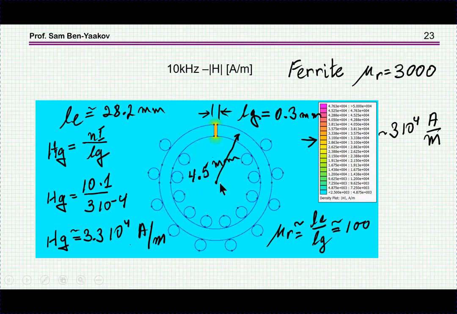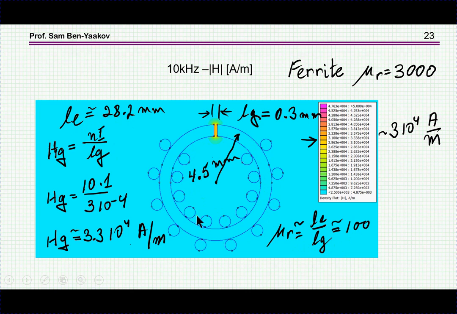So we have a case here in which we have a ferrite core. The radius is 4.5 millimeters, the gap is 0.3 millimeters, the magnetic path length is 28 millimeters, and again we can say, and this is again from the theory, that the equivalent relative permeability of this structure is the length over the gap length, which comes to be about 100. Okay, so this is the permeability.